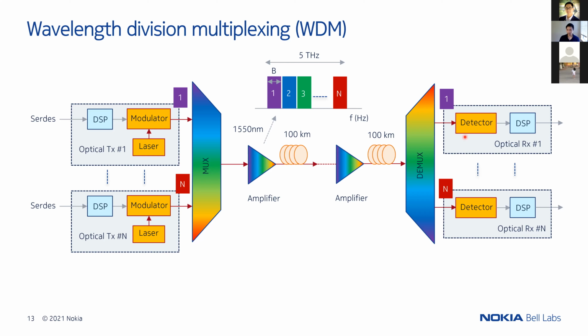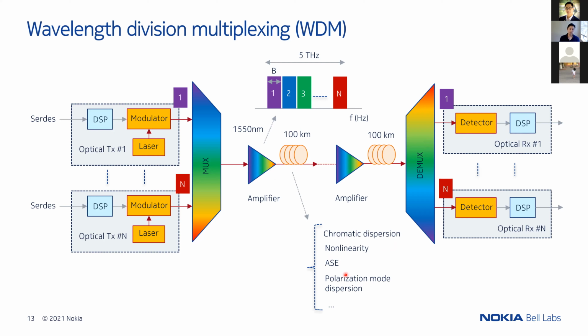So at the receiver, of course, we need to demultiplex all the channels to separate them, and then we convert them back into the electrical domain for the signal processing. And the signal processing today can compensate for the impairments of the fiber channels, such as the chromatic dispersion, the fiber nonlinearity, and the polarization mode dispersion, and so on.